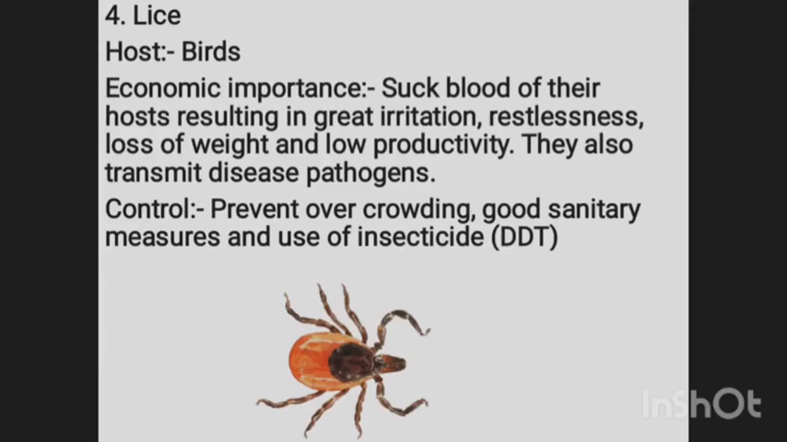Let's look at the economic importance. They suck the blood of their host, and this results in great irritation. That irritation leads to restlessness, loss of weight, and low productivity of the birds. They also transmit diseases, pathogens. So how do we control them? You prevent overcrowding of your birds, your poultry, you ensure good sanitary measures, and you use the insecticide known as DDT.